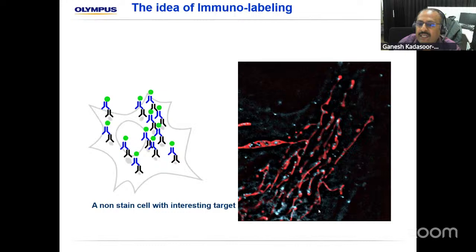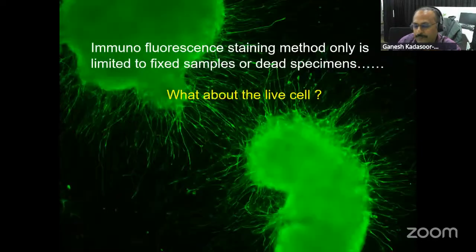In this case, if you see an image, the red color is a mitochondria. The dotted structures are the protein. So the red mitochondria specific dye will go and bind only to the mitochondria. The dotted structures are the protein that will go and bind only to those regions where this particular protein is there. In this particular case, this particular protein is localized on the mitochondrial membrane. That's how you will be able to image.